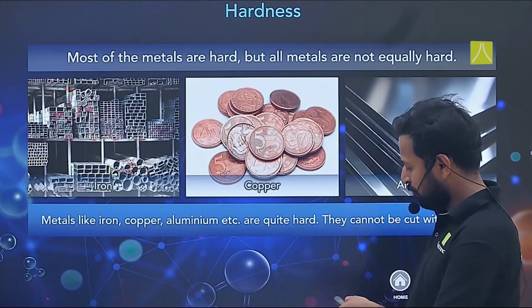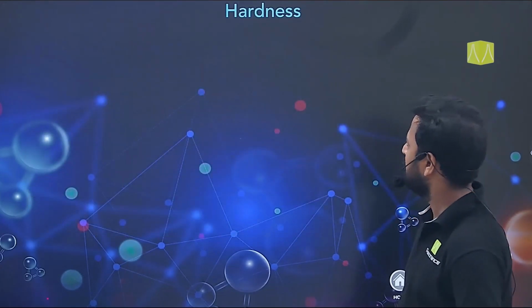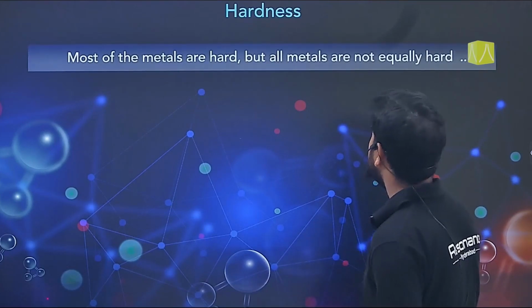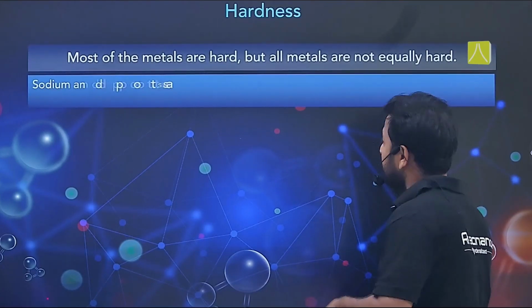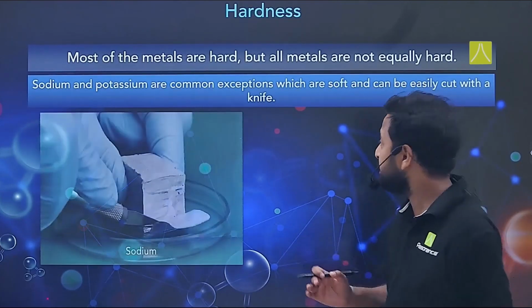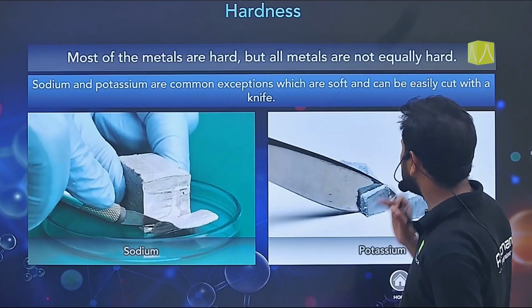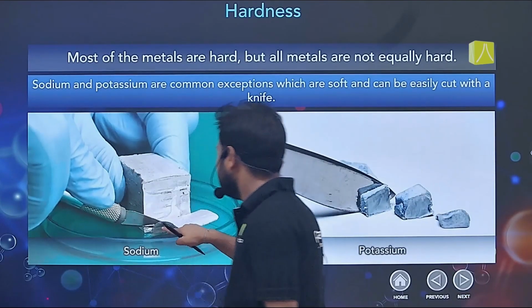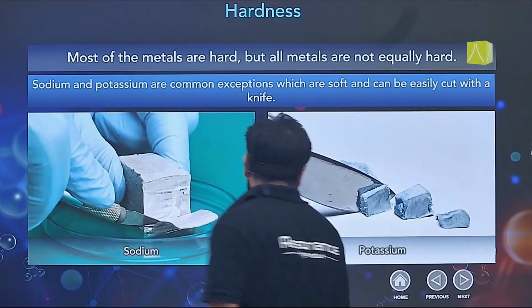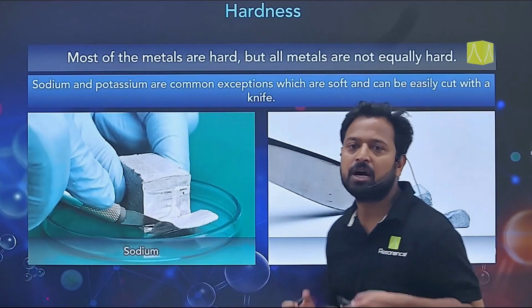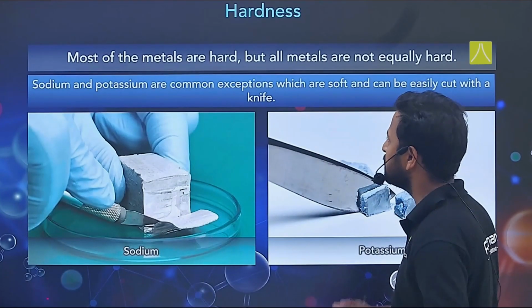Moving ahead in hardness, most of the metals are hard, but all metals are not equally hard. Sodium and potassium are common exceptions. They are soft and can be easily cut with a knife. You can see in this diagram they are cutting with a knife, and in this diagram also. So they are not that hard. These are basically the exceptions among solids.